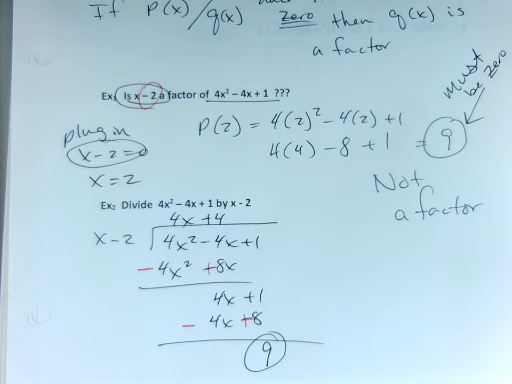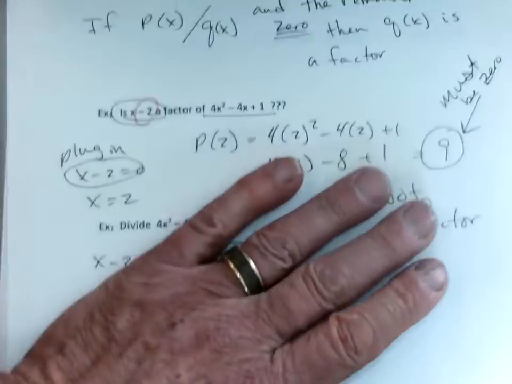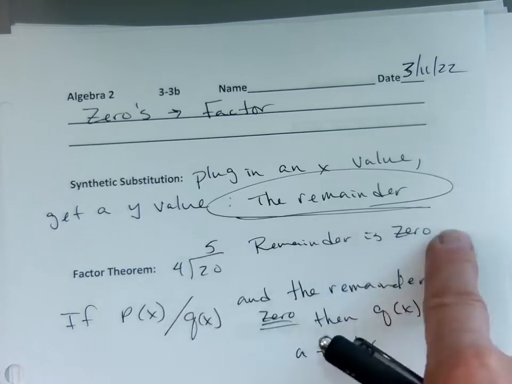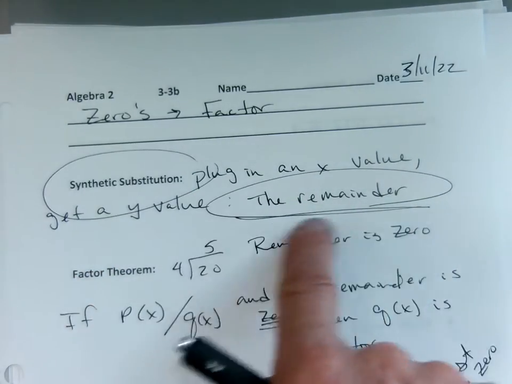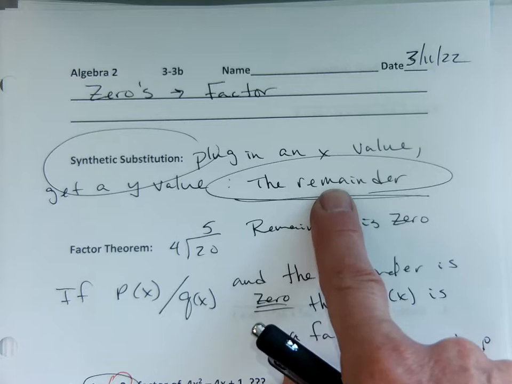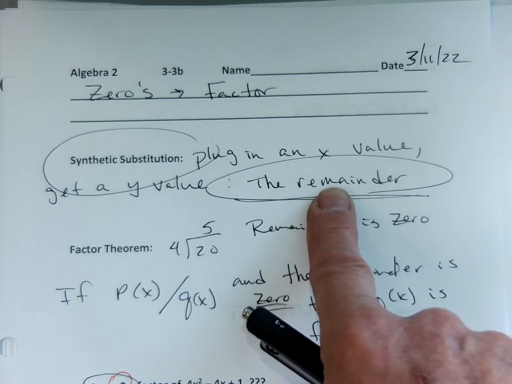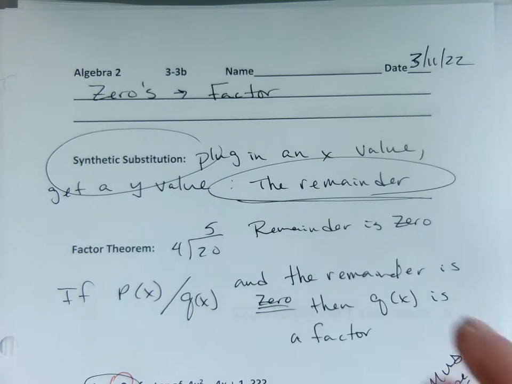Synthetic substitution tells you the remainder, okay? One more time: synthetic substitution tells you the remainder. And the remainder is important because I might ask, is it a factor? Well, if you can get the remainder without dividing, that's pretty slick, isn't it? Okay, now turn the page.